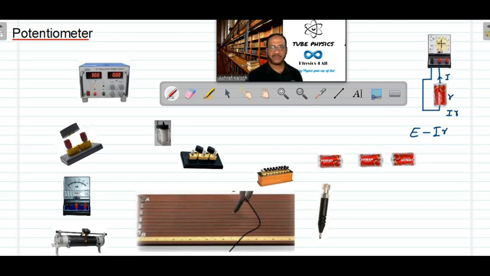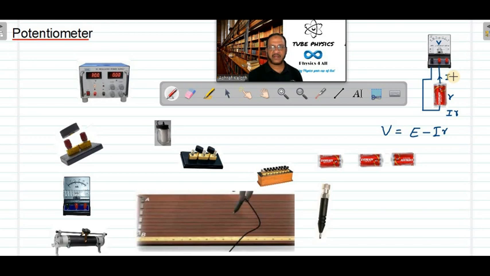Got it? So the voltmeter reading will be V equal to what? E minus IR. The voltmeter reading will be less than EMF by a factor I into R. I into R will be subtracted from EMF, and the remaining will be measured by the voltmeter. Got the point? Yes sir.